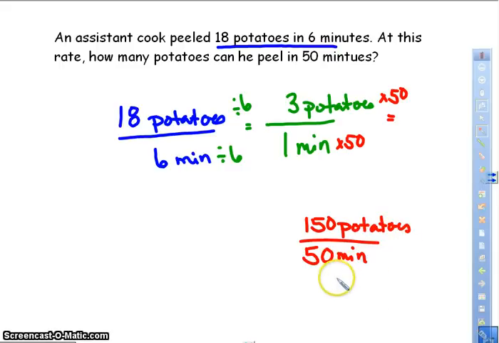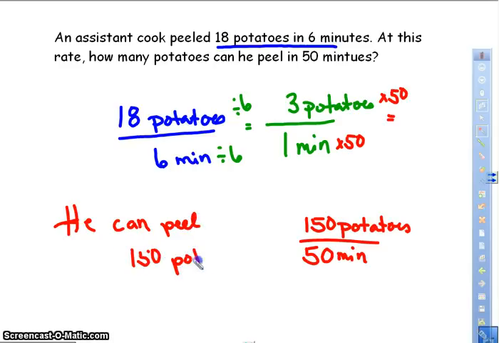per 50 minutes. So my question is, at this rate, how many potatoes can he peel in 50 minutes? He can peel 150 potatoes. And that's my answer. Okay, so what I'm doing here is I'm taking this and I'm breaking it down to the unit rate. And once I know the unit, how much he's doing per 1, I can then easily convert it to 50. Okay, so scaling back to the unit rate is going to end up working out easily for us because we know any number times 1 is going to be itself. So I can just take that 1 times 50.